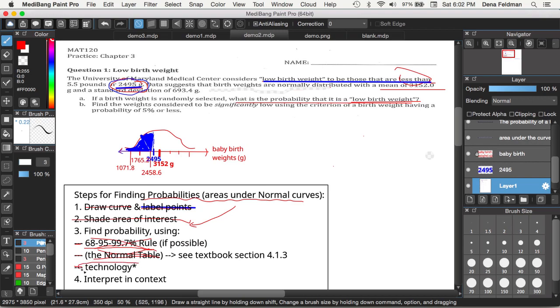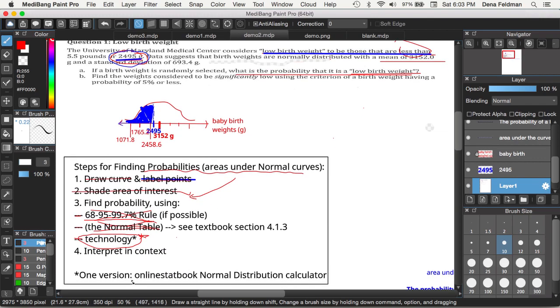But we can use technology. And when I say technology, there are many different ways that you can use technology. I'm going to focus on one of which is my favorite. Technology could mean any sort of available resource for calculating areas under this curve. There are many on the internet. Graphing calculators and 2 variable statistics calculators also can help you to do that.